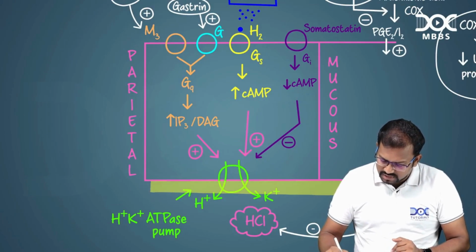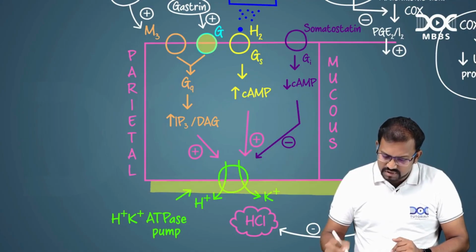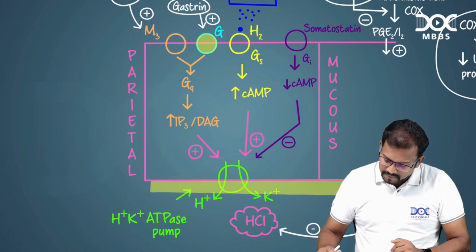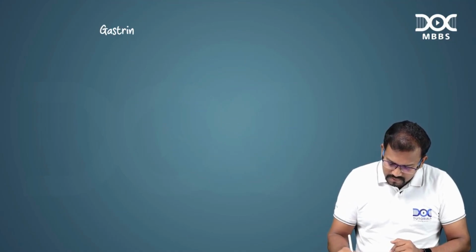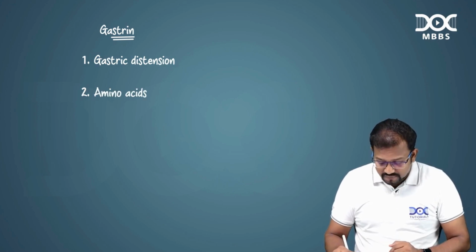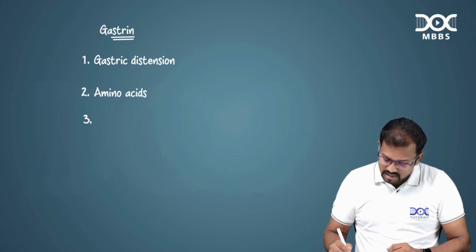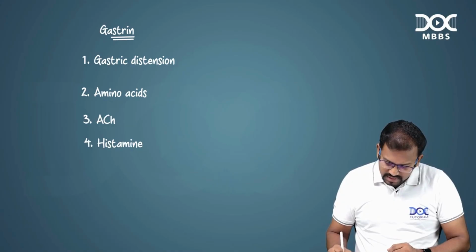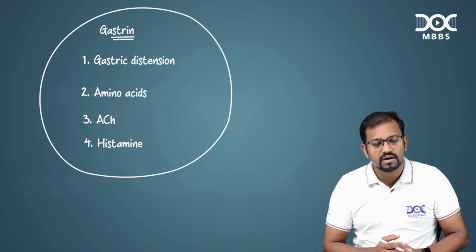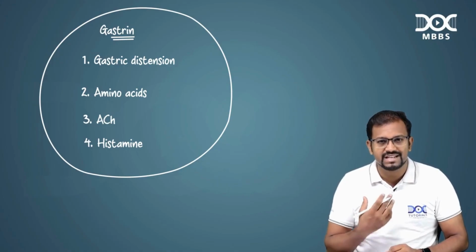Now let's talk about gastrin. What are the stimuli for the release of gastrin? How is gastrin going to be released? First of all, whenever there is gastric distension, gastrin will be released, point number 1. With intake of amino acids, there will be release of gastrin. We have acetylcholine and histamine. All these increase the gastrin release, which in turn stimulates the proton pump, thereby increasing gastric acid secretion.